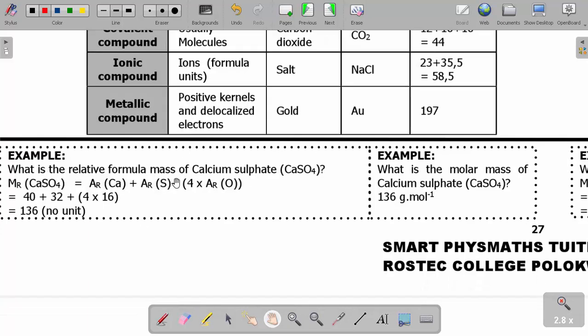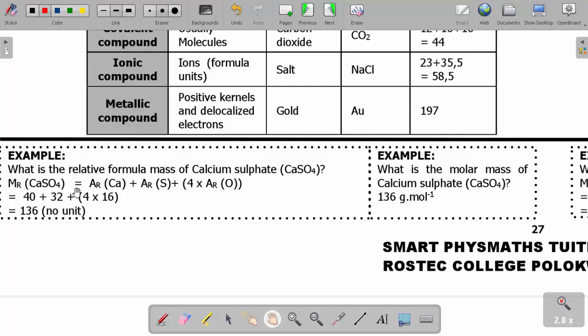Now, what is the relative formula mass of calcium sulfate? That is CaSO4. Now, calcium itself has got a mass of 40. What about sulfur? It has got a mass of 32. What about O? That is 16. But because of the 4, we're going to say 16 times 4. So when we add 40 for calcium, 32 for the sulfur, and the 4 times 16 for the O4, then we get what? We get 136.